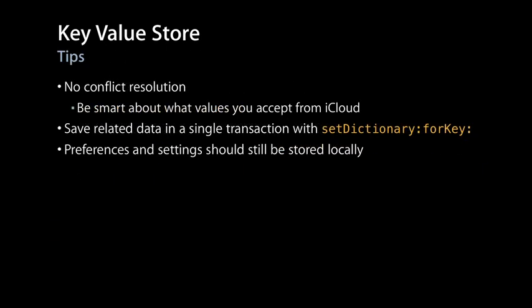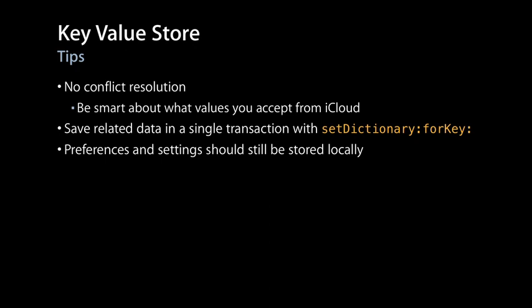So here are some tips for working with the key value store. First, it's important to note that there is no conflict resolution with the key value store. The last value that you store into the key value store on any device is going to be what wins. Now, this means that you need to be a little bit smart about the values that you actually accept from iCloud. If you find that some stale value has possibly come in from a different device, maybe you're a game and the user is on level 10, but you see a value of level 2 coming in from iCloud, well, you need to make sure that you don't roll back your user's progress in their game.